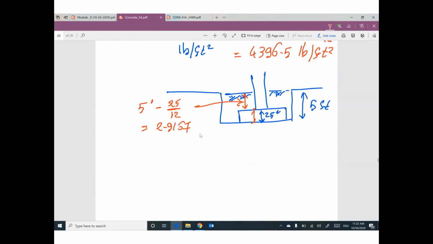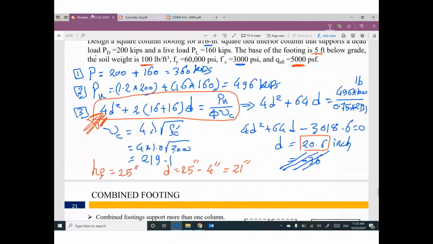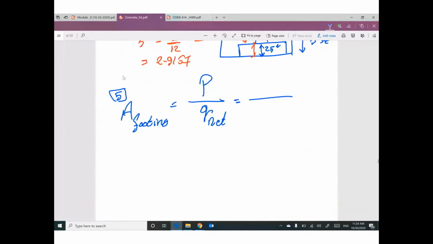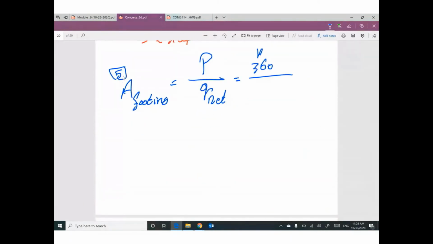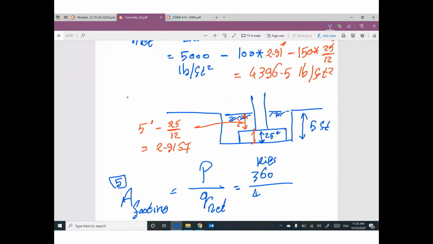The next step, area footing will be P and factor the total load, divide Q net. P, go back to the first step. What is the value of P? 360 kips. And the Q net from this calculation is 4,396.5, but this one is in pound per square feet. You have to make your units consistent. So I need to multiply this value by 1,000.